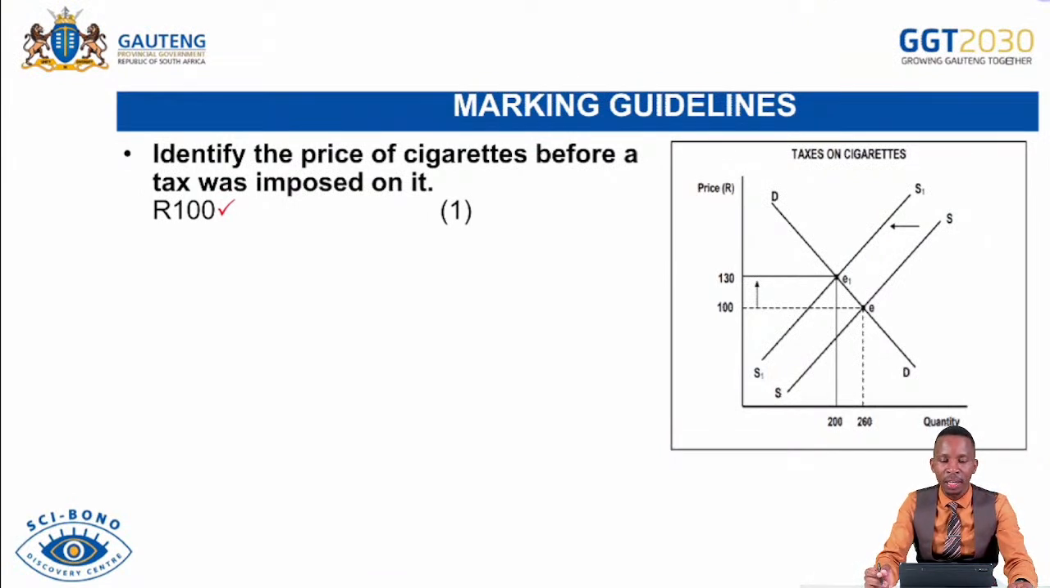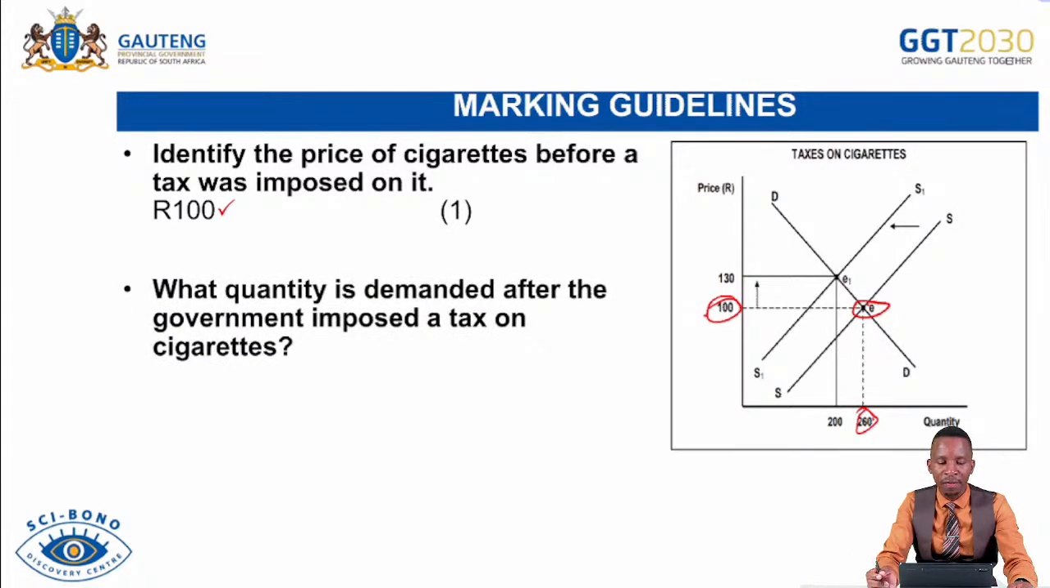Identify the price of cigarettes before a tax was imposed. The price was 100. How do we see that? We see that based on the equilibrium. These are the original points. This is before equilibrium. So that gives you 1 mark. And then what quantity is demanded after the government has imposed tax on cigarettes? The quantity is 200. You can see the quantity is now 200 after the government has imposed tax. Basically, this is the quantity supplied.